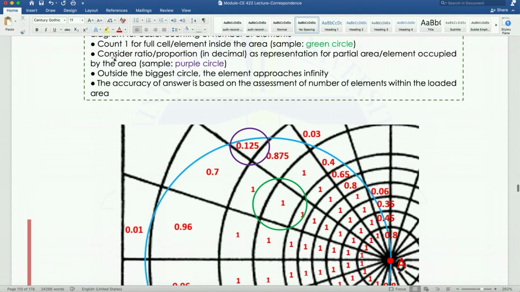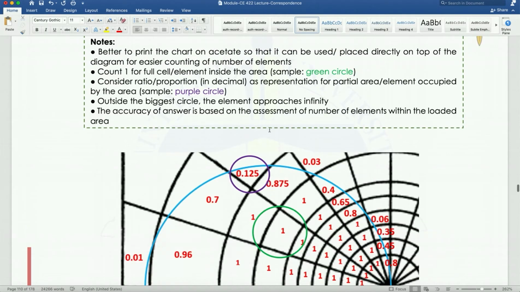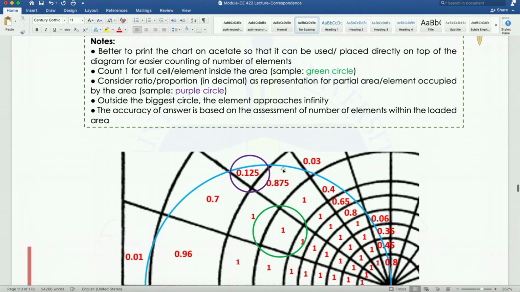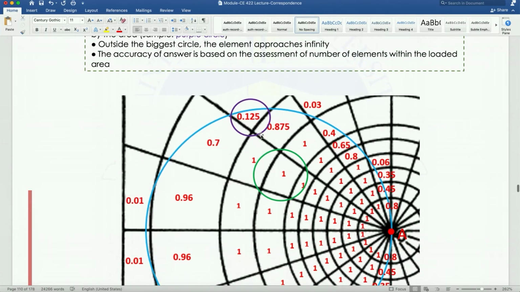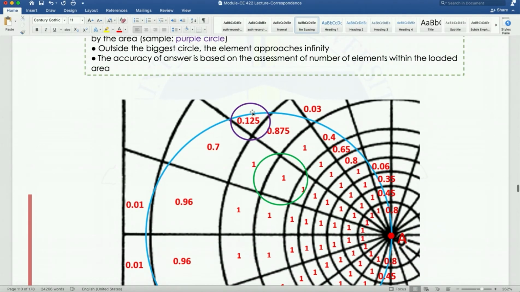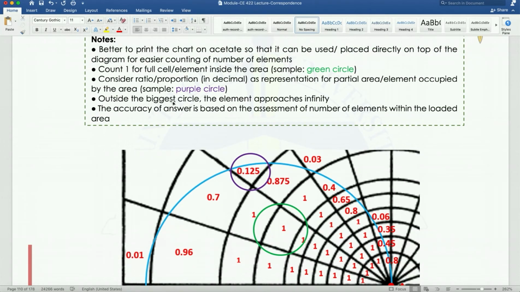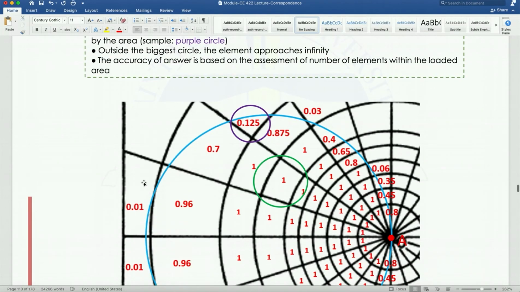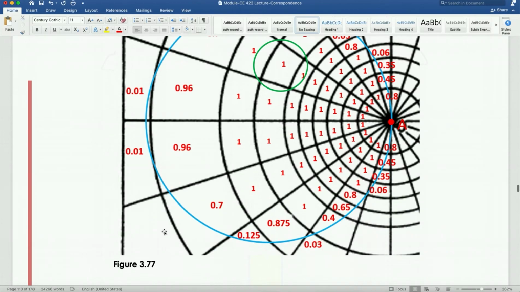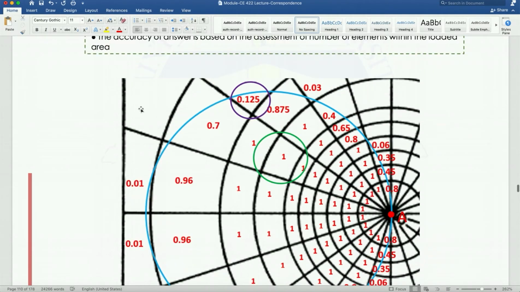Now, consider ratio or proportion in decimal as represented for partial area element occupied by the area. Like for example here, the purple here, hindi naman buong itong cell na to na occupy. Therefore, we are going to have a ratio and proportion. And approximately, it is 0.125. Outside the biggest circle of the element approaches infinity. So itong side na to, this is approaching infinity. Therefore, maliit na yung value dyan.